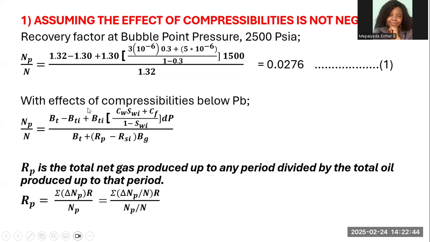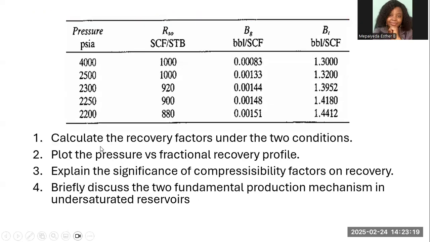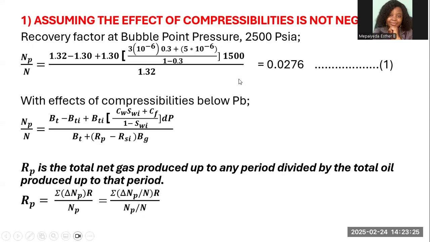Okay, with the effect of compressibilities below PB, your RP is not equal to RSI, is not equal to RS. So you have your NP over N, the effect of compressibility, and then below PB you have this. RP is the total net gas produced up to any period divided by the total oil produced. Because you have RP here, and we do not have RP, you can see there's no RP in the table pressure profile we're given.